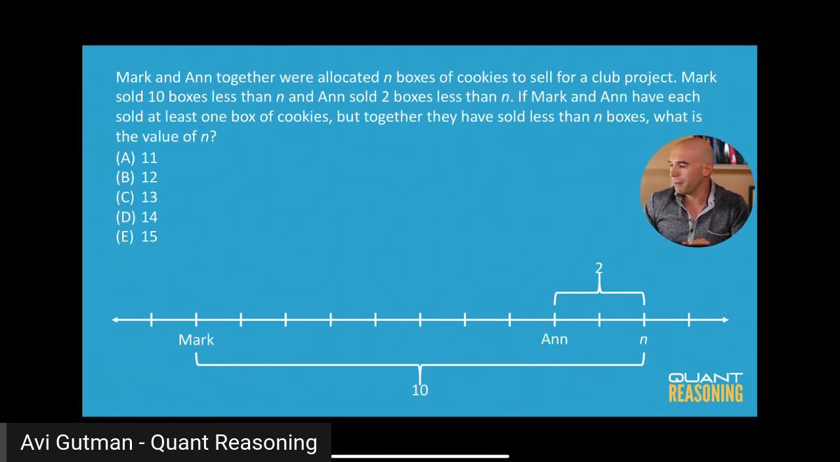And if Mark over here is 1, then what does that mean for N? N is 10 units to the right of Mark. So if Mark is 1, N must be 11.